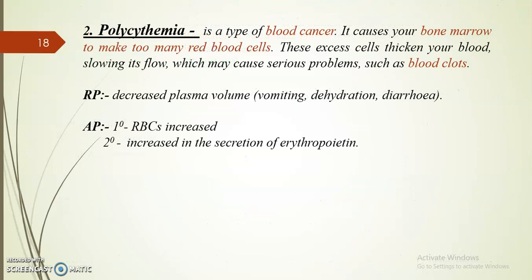Polycythemia. It's a type of blood cancer. It causes bone marrow to make too many red cells. This can thicken your blood and slow its flow, which may cause serious problems such as blood clots. RP and AP: relative polycythemia and absolute polycythemia. Decreased plasma volume means RBC concentration increases, with an increase in the secretion of erythropoietin.